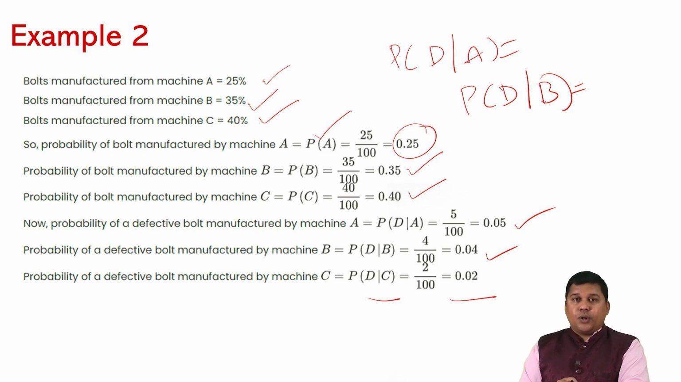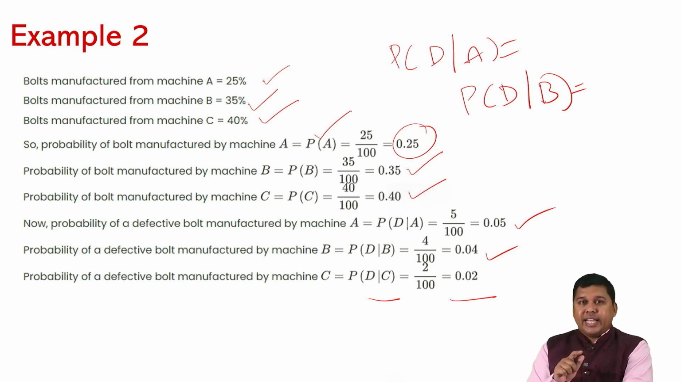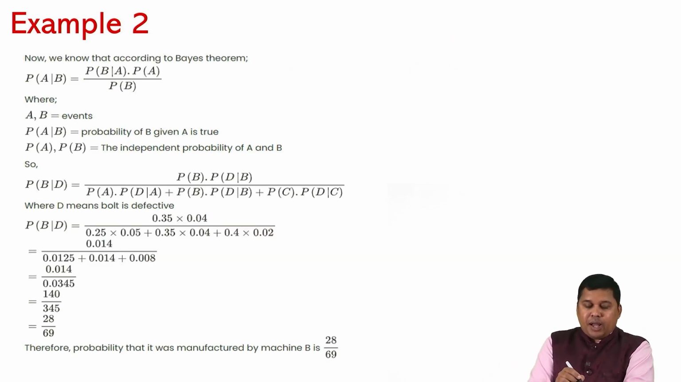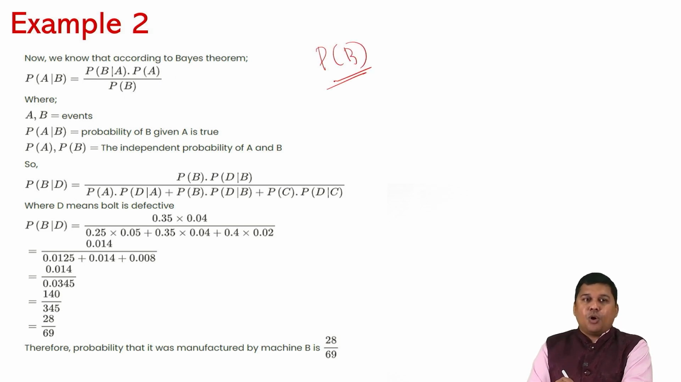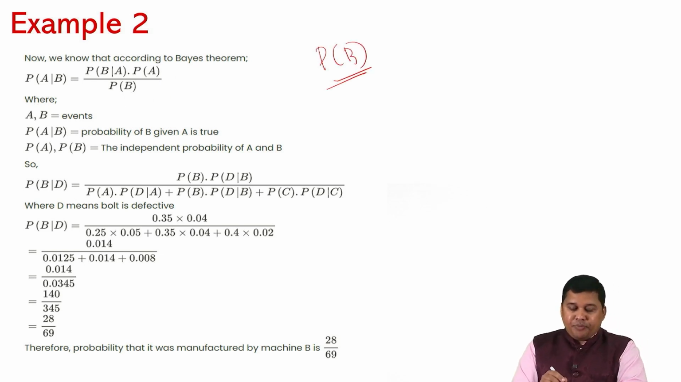Now, we are supposed to find out that when I randomly draw a bolt and it is found to be defective, that the defective bolt is from machine B. So, here we apply Bayes theorem. We know P of A given B is equal to P of B given A into P of A by P of B. So, we have to find the probability that it is from event B.